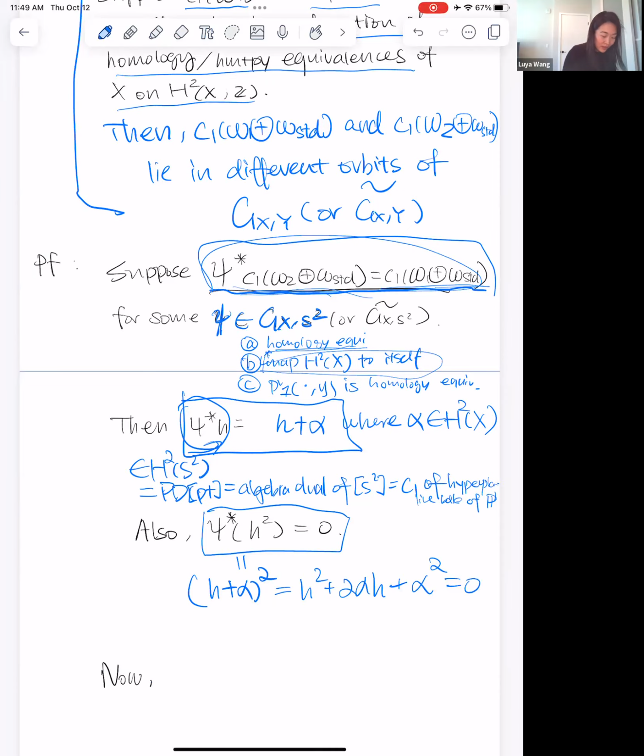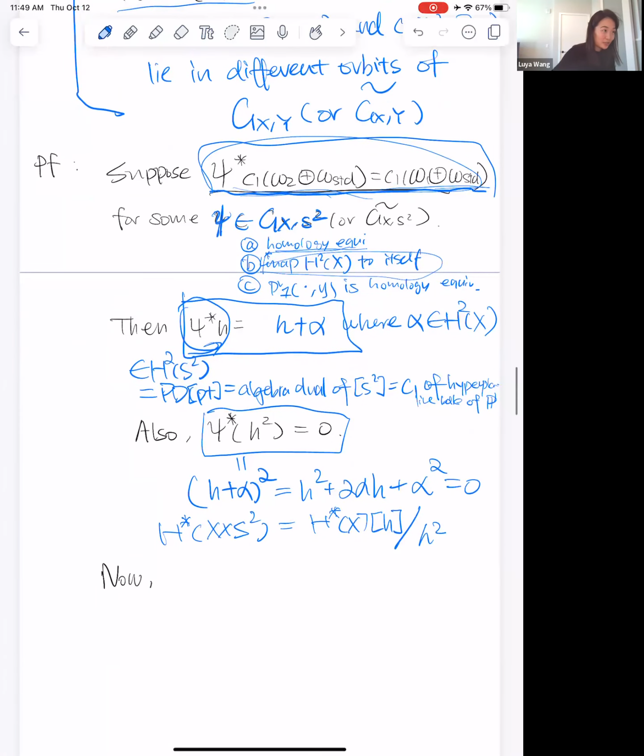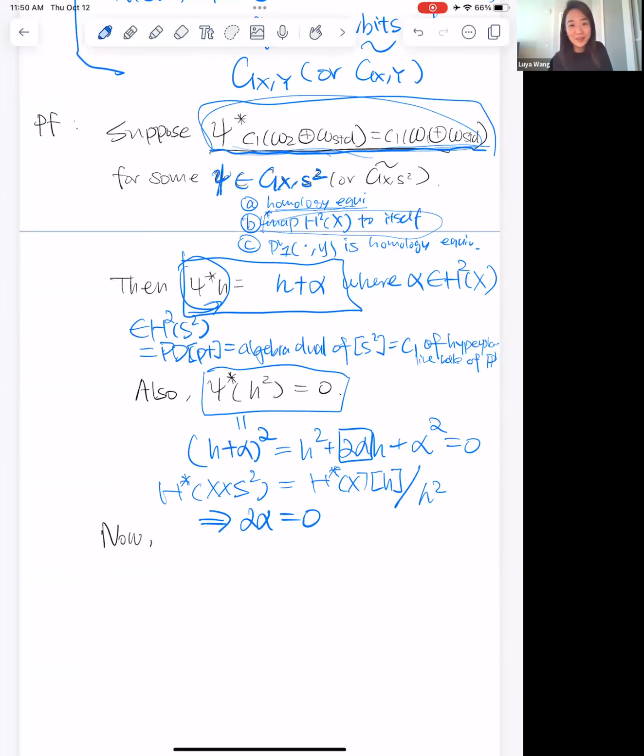This equals 0. And then recall that the cohomology of your X cross P1 is just the cohomology ring of X adjoined H mod H square. So this tells us that 2 alpha is 0, because this is a coefficient. Sorry if this is too elementary, but the whole paper is just kind of algebraic topology. So I'll give you a sample proof.